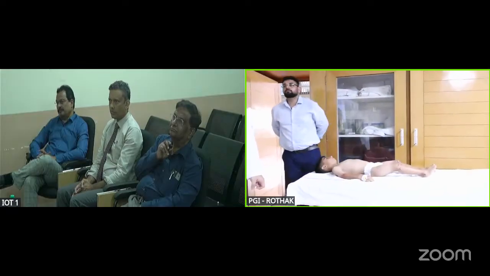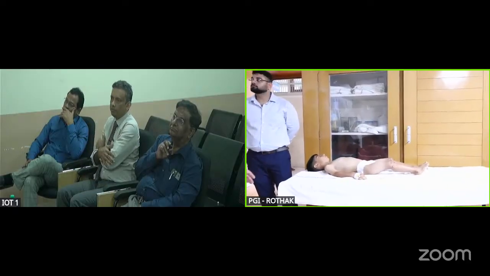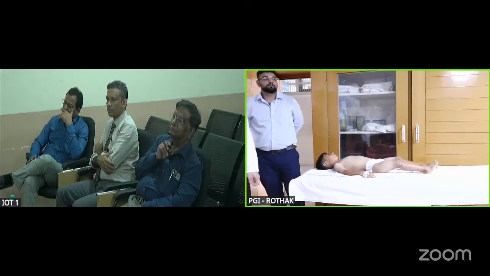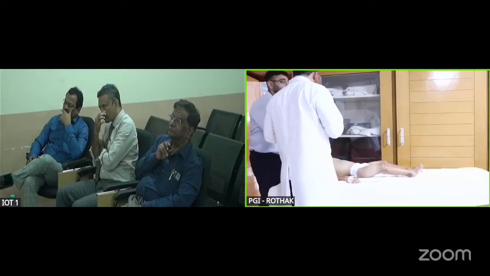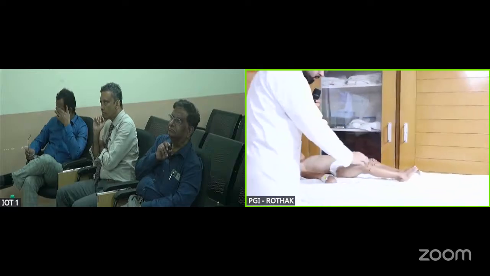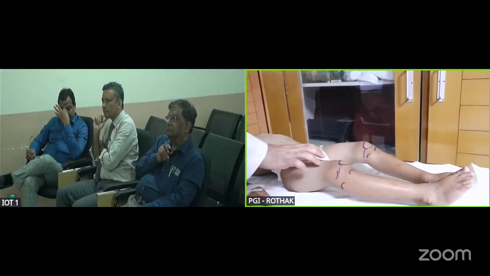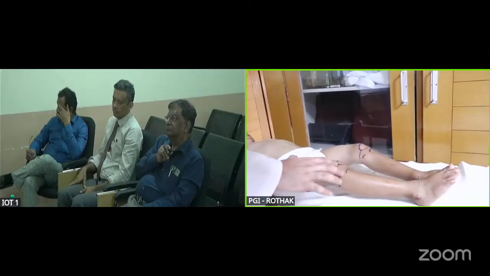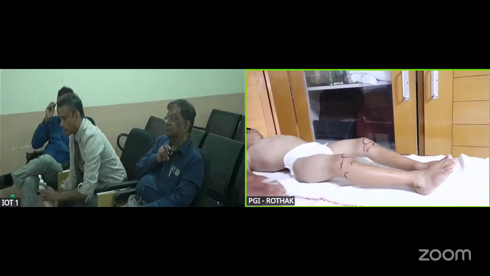Sir, clinically the femorotibial angle measured on the right side is 25 degrees and on the left side is around 34 degrees. To measure it, we locate the center of the patella and the ASIS, and draw a straight line from the ASIS to the patella. Another line we draw from the tibial tuberosity to the patella, and we measure the angle.